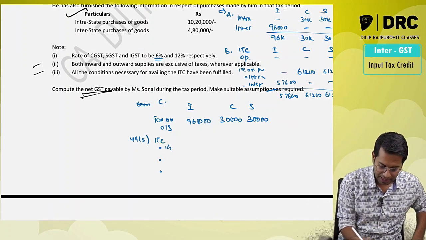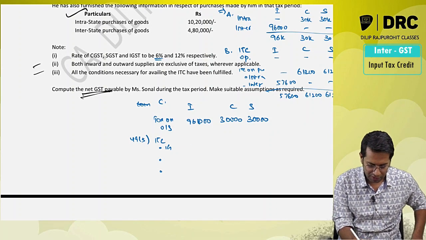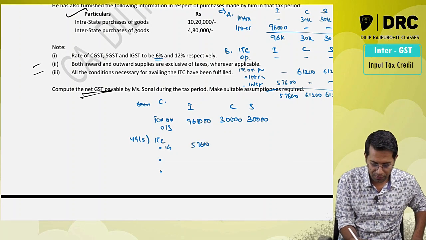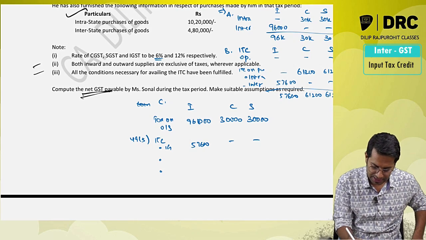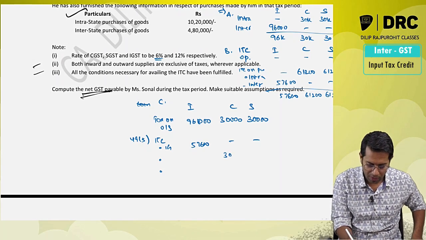So first IGST credit. How much do I have? 57,600. So I'll take the full 57,600. Then CGST I have 61,200. I have to pay only 30,000.